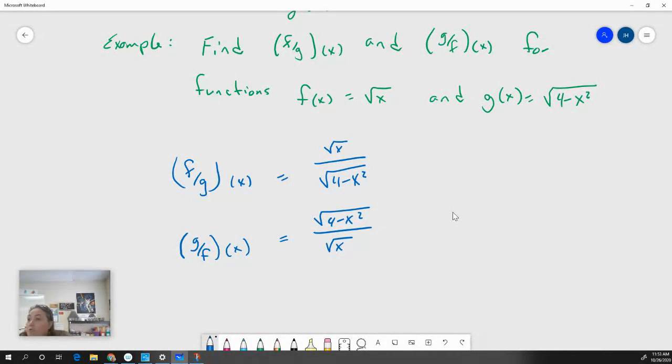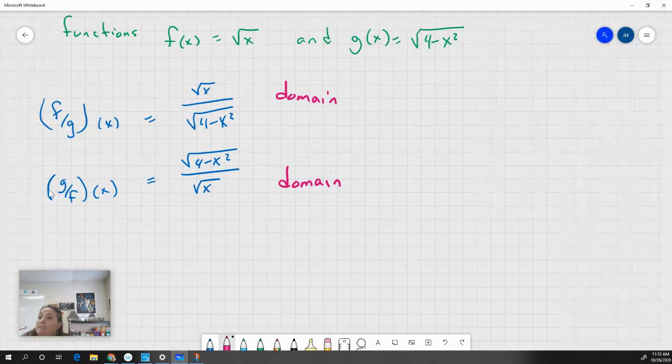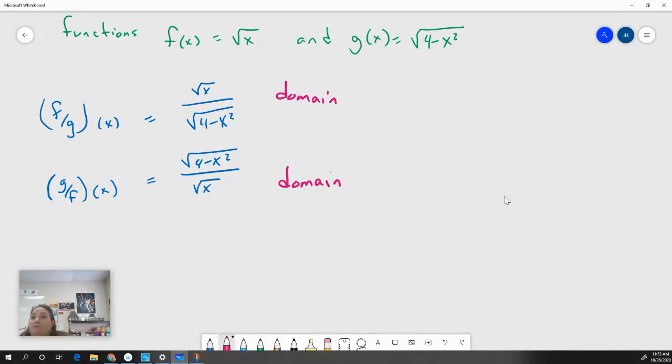One thing I need to talk about before I let you guys go: I was going to get into composition of functions, but because this has gotten so long, I'm going to save that. What we need to know is the domain of each of these functions, right? And that means what can and can't x be? Ultimately, what we're talking about is what makes the denominator zero. We can't have zero in the denominator, so we want to know what's going to make the denominator zero.